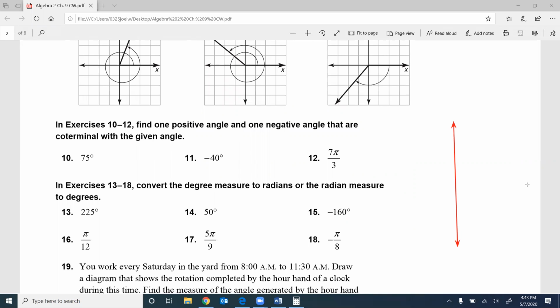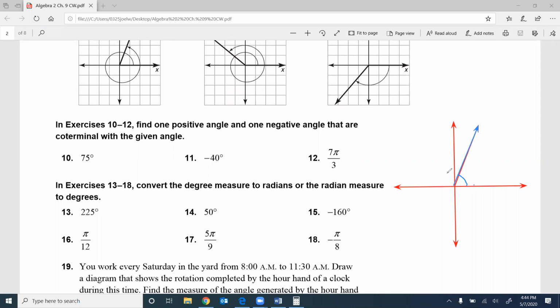The first one's 75. All right, 75 degrees is roughly about here. I need to change colors there. Try that again. There you go, right about there. 75 degrees. Well, if that's 75 degrees, what's another angle that ends up being the same spot? Okay, so there's 75 degrees.